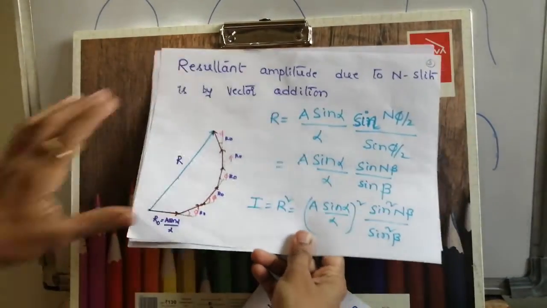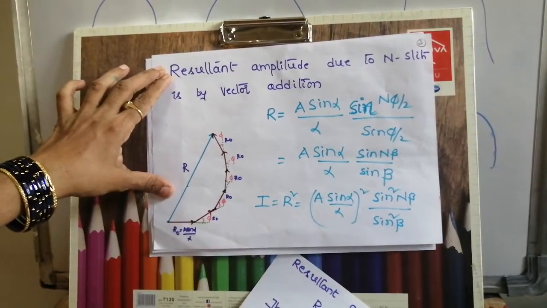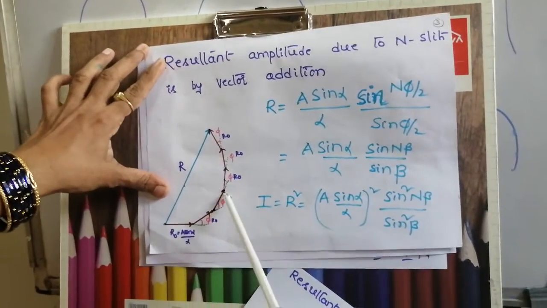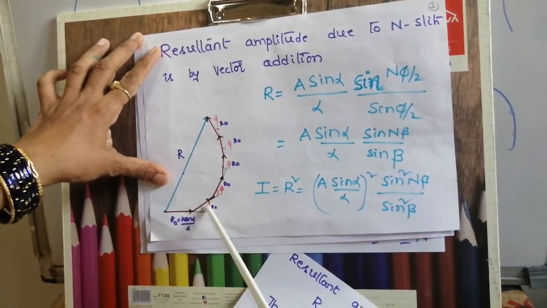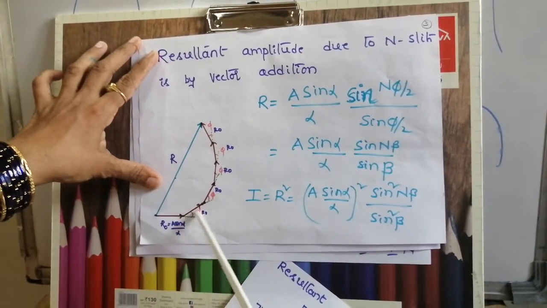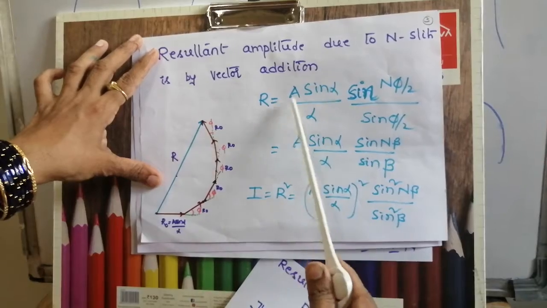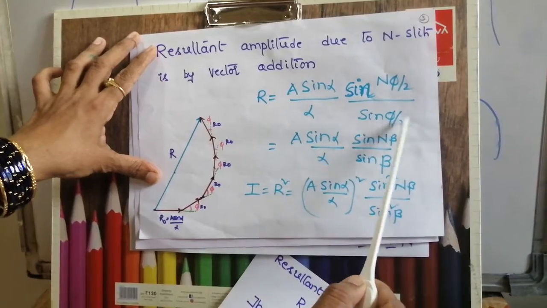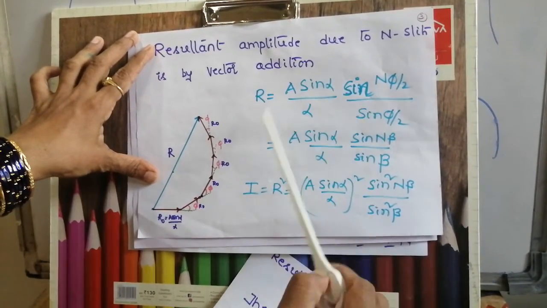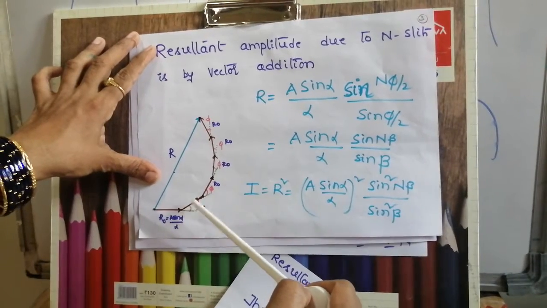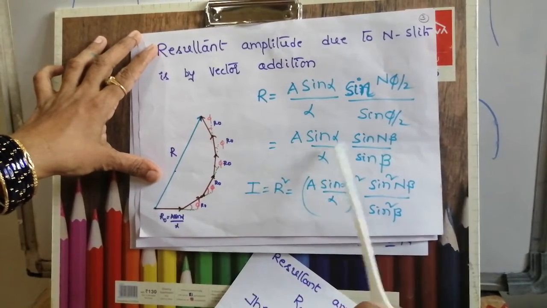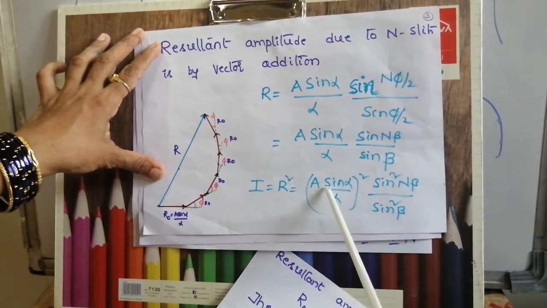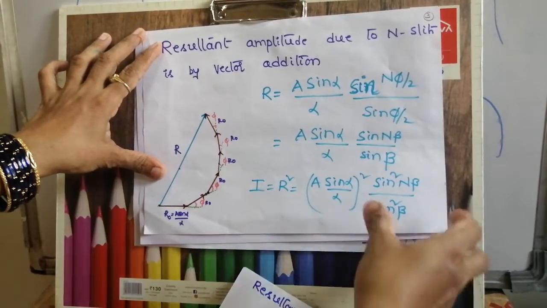The resultant amplitude due to N slits is found by vector addition. As in the single slit experiment, we have to add all these vectors, where the phase difference between any two consecutive vectors is 2 beta. So R equal to A sin alpha by alpha times sin n beta by sin beta, where n is the number of slits and 2 beta is the phase difference between two consecutive rays. The intensity is the square of the amplitude. So I equal to (A sin alpha by alpha) whole square times sin square n beta by sin square beta.